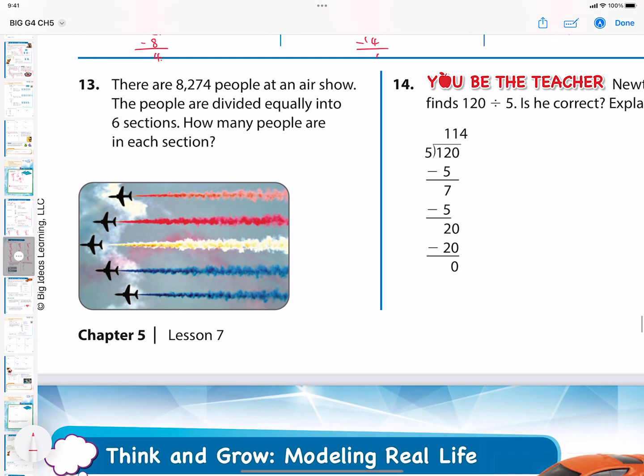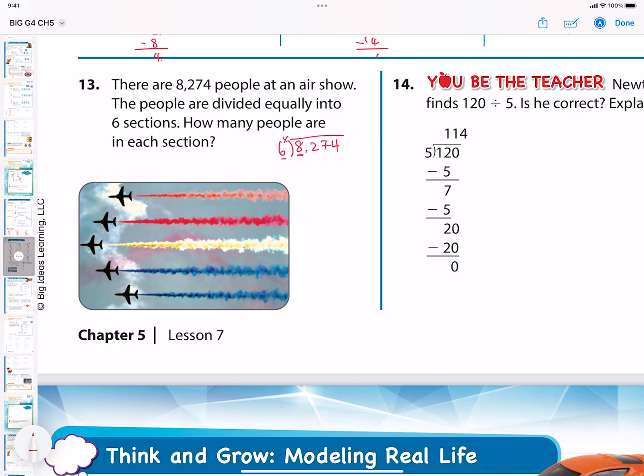Number 13, there are 8,274 people at an air show. The people are divided equally into 6 sections. How many people are in each section? Okay, so simply you can divide these 8,274 people by what? 6. Now compare this first digit of the dividend and divisor.